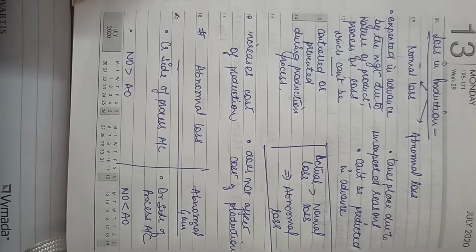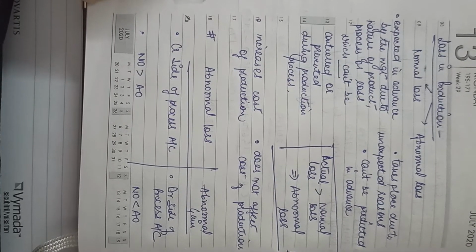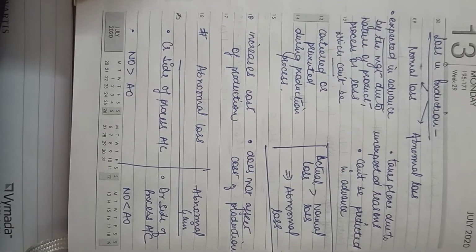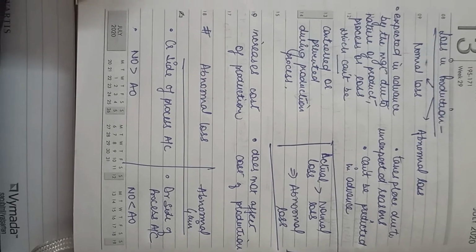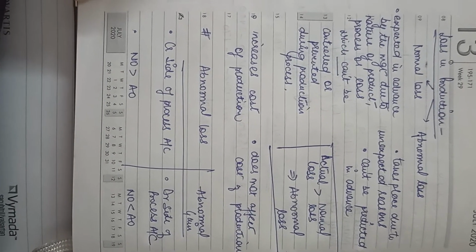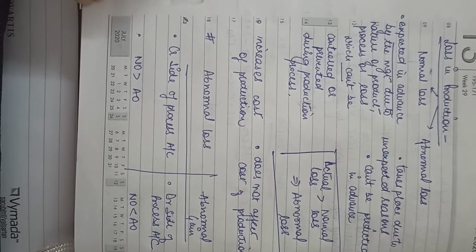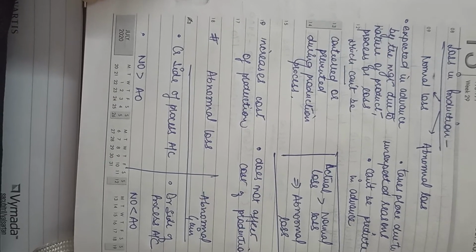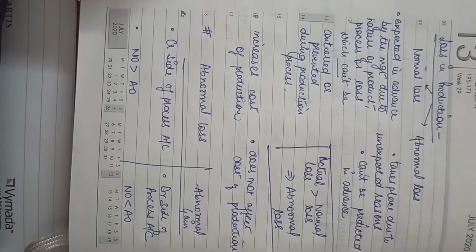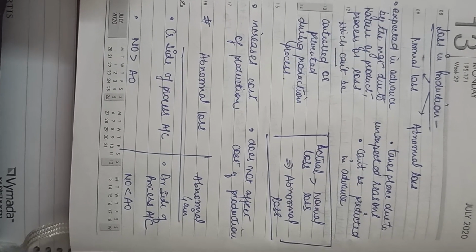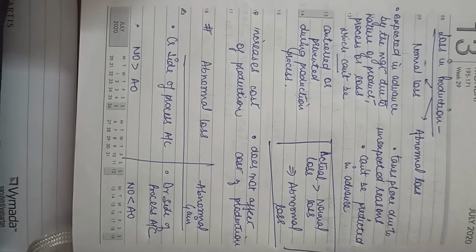Now first let us start with the topic loss in production. There are two types of losses which can be considered in the preparation of the process account, that is normal loss and abnormal loss. Normal loss is the loss which can be estimated in advance by the management due to the nature of the product or process, or the loss which cannot be controlled during the production process. It is a type of loss which has to be incurred during the manufacturing process and you do not have control over it.